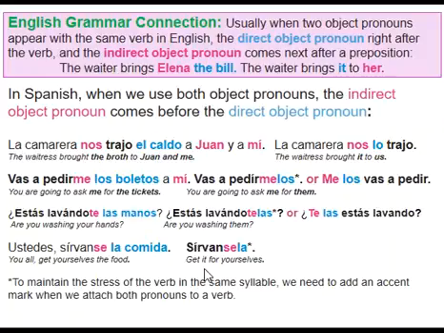What happens when we have two pronouns? When we have two pronouns, to maintain the stress of the verb in the same syllable, we always need to add an accent mark. Okay? When you are going to add two pronouns, you're always going to have more than two syllables, so you're always going to need an accent mark, okay, to keep the same stress in the verb.